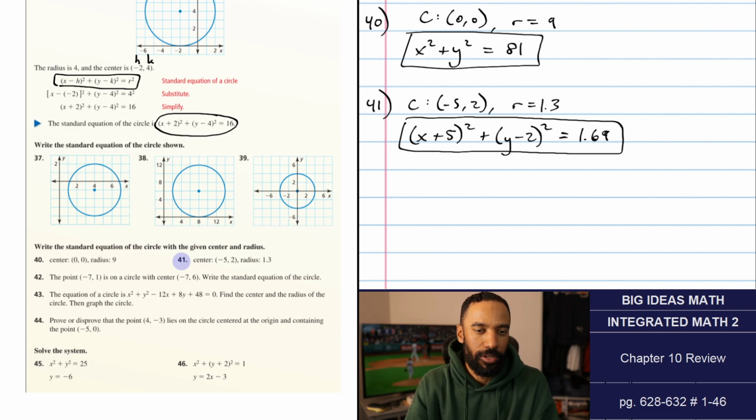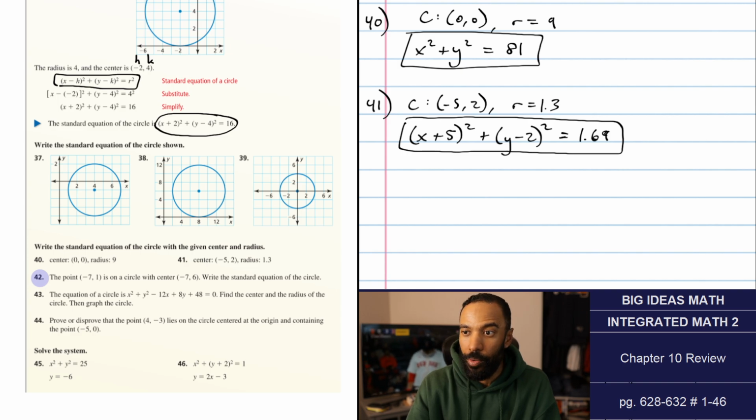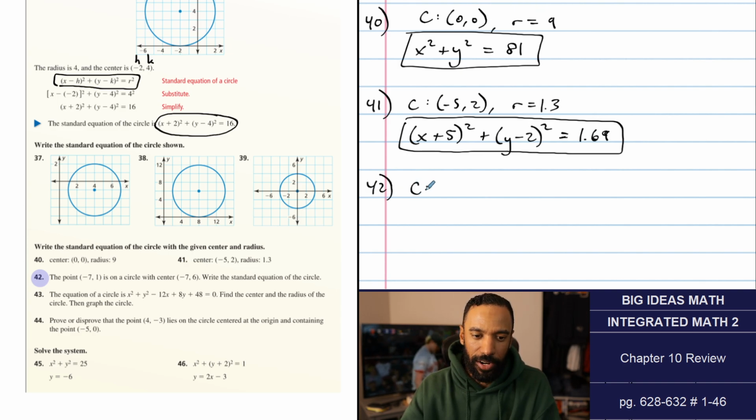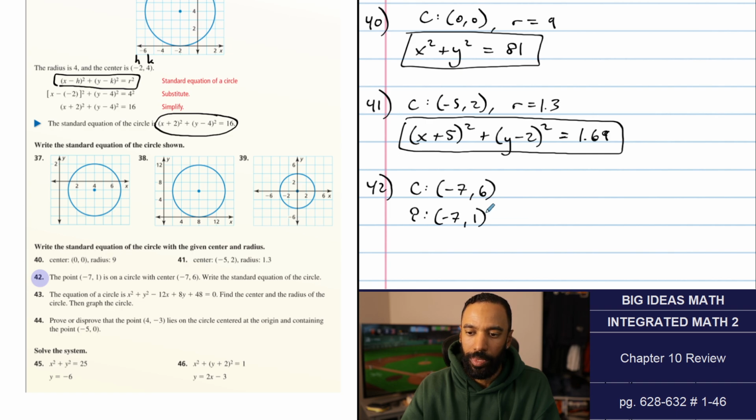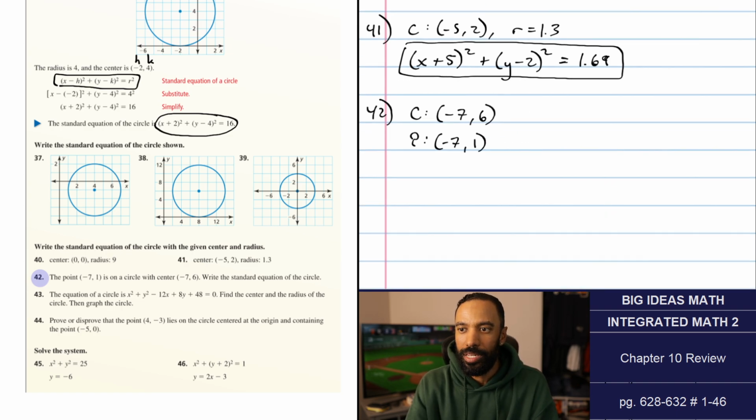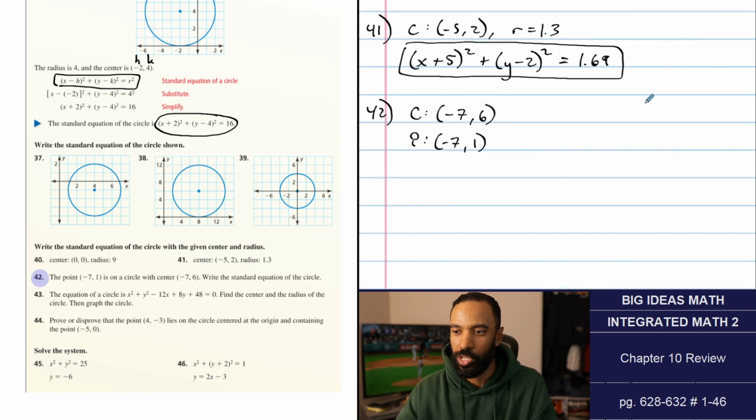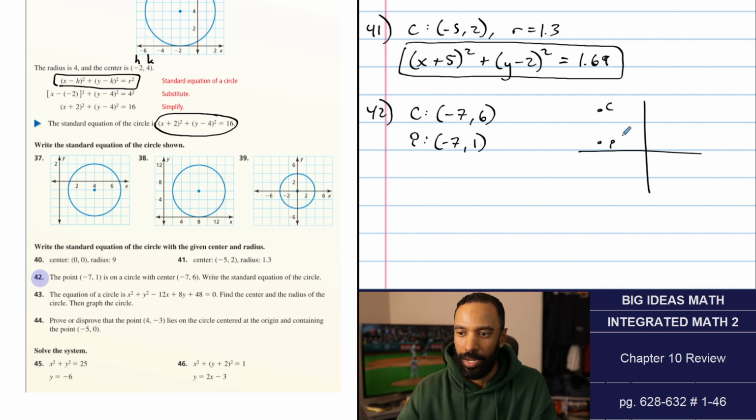Number 42 is a little different. They don't give you that information as straight up as you think you'd want to. They do give you h and k, though. So on 42, we have the center as negative 7, 6, and there's a point that this crosses through at negative 7, 1. We need to find r. We have to find your radius. What's the distance from negative 7, 6 to negative 7, 1?